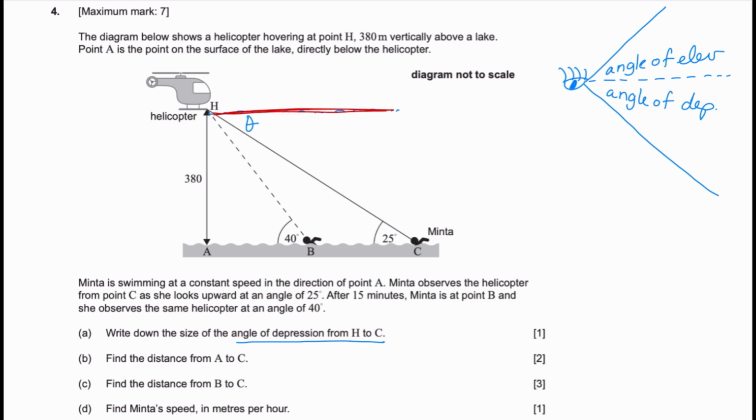Right here, I have a parallel line with this one right here. This is called my transversal, which means that these right here are alternate interior angles. So I know that the angle of depression is going to be 25 degrees. And I keep reminding you that every time the question says write down, it is supposed to be easy.